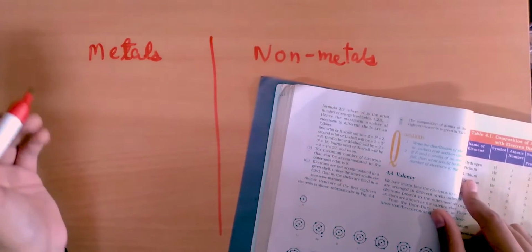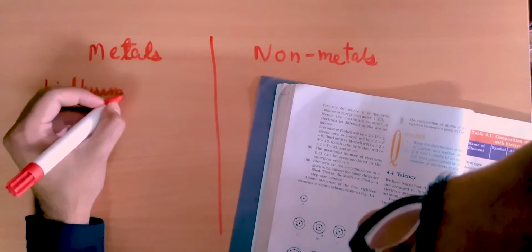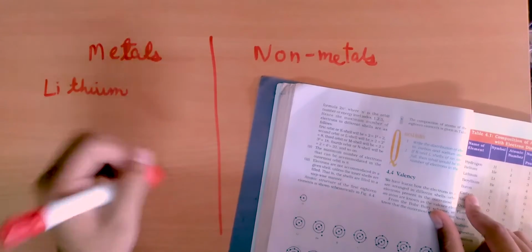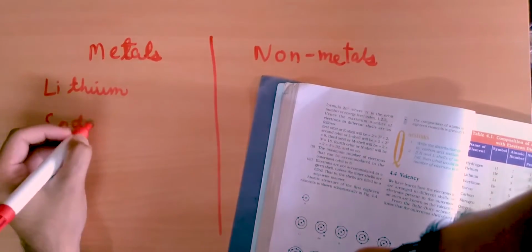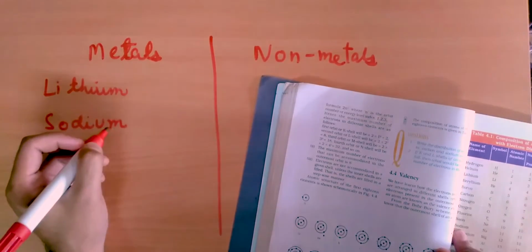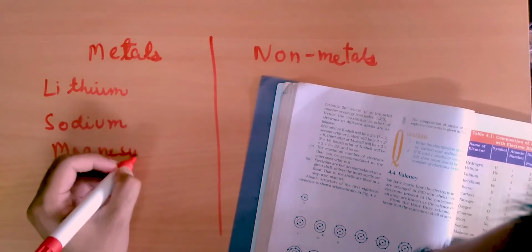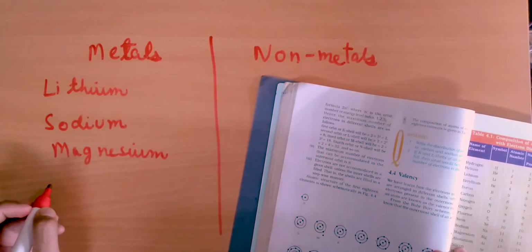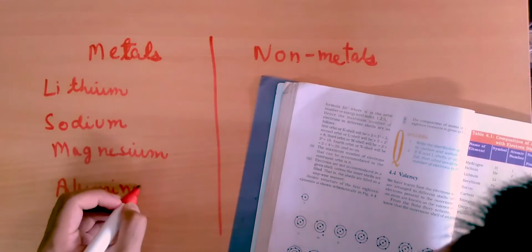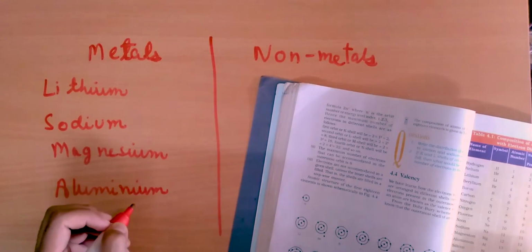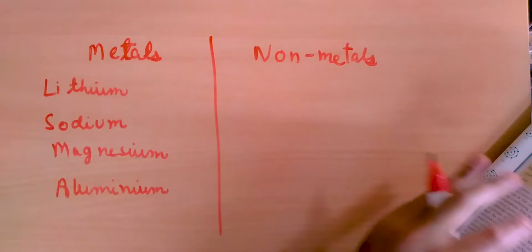So lithium is a metal. If I go on further, I can see that I have another metal, sodium. I have magnesium. I also have aluminium, and I think that's it. I believe those many are enough.